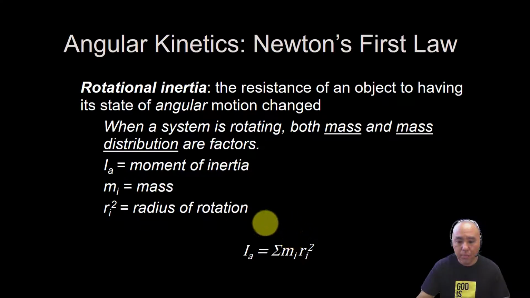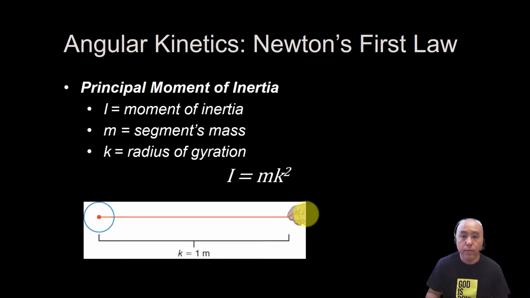If that rotation occurs about one of the principal axes of rotation, mainly the AP axis, superior-inferior axis, or the medial-lateral axis, we call that the principal moment of inertia, and it is dependent on the segment's mass, as shown here, and the square of the radius of gyration, which is the distance from the axis of rotation to a point on the segment at which the entire mass would be concentrated.